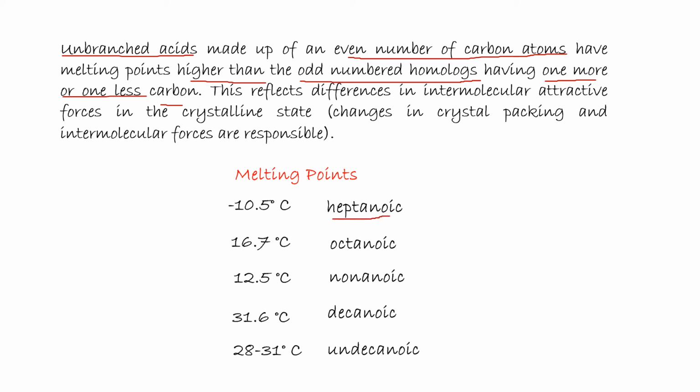See, here is odd. Heptanoic acid, melting point at -10. Octanoic, even, 16.7. Nonanoic, odd, again lower. Decanoic, even number, increases the number. Undecanoic, decreases the number. So here is even, and what we are saying is that the unbranched acids made of even number carbon atoms have melting points higher than the odd number, and this is a fact.